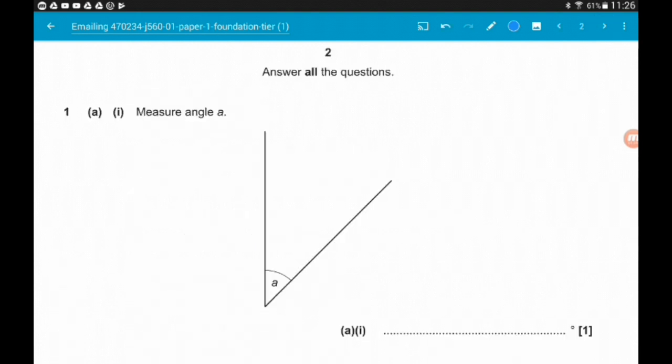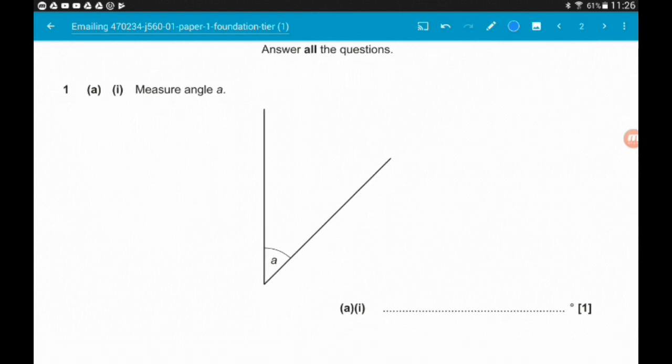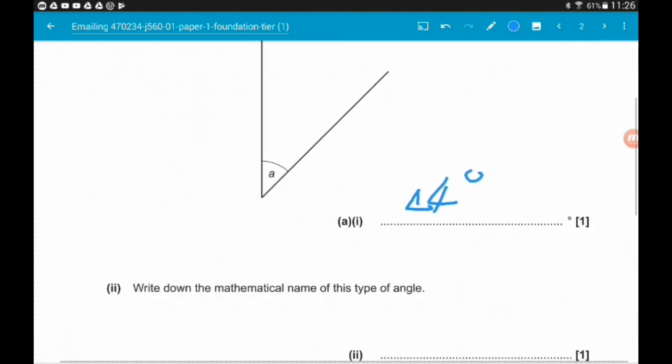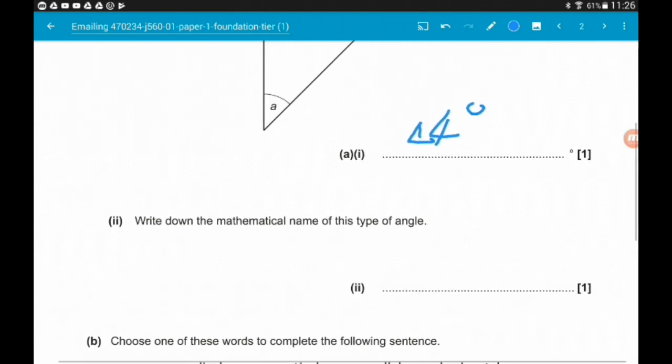Okay, question 1. First of all, I want you to measure this angle. Hopefully you're alright using a protractor. Make sure you can get 44 degrees. Then part 2 wants us to write down the mathematical name of this type of angle. It's less than 90, so it's an acute angle.